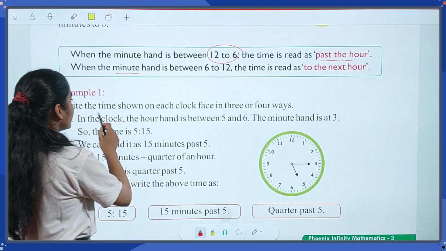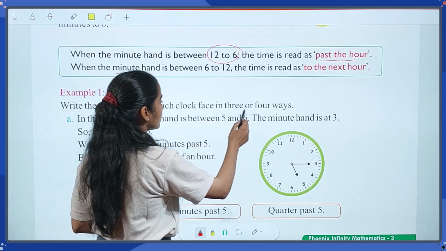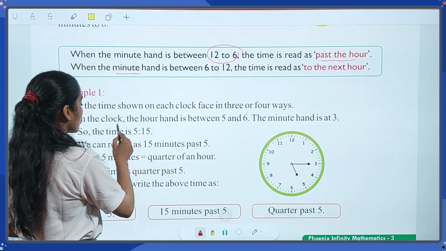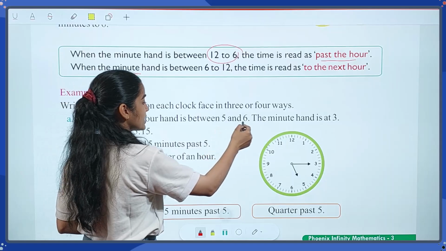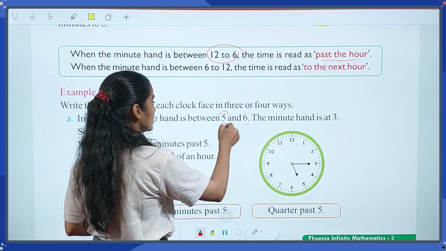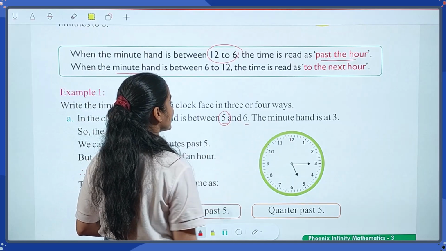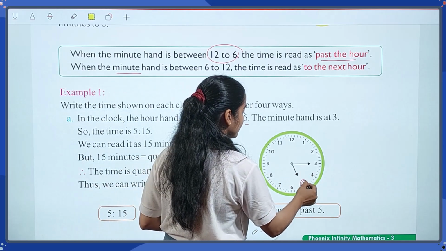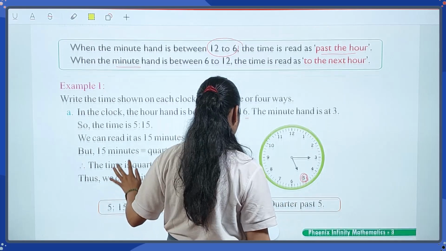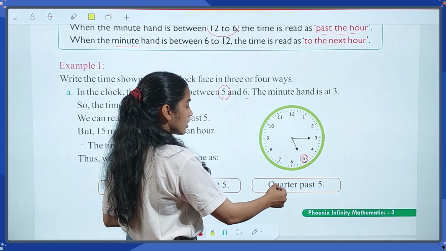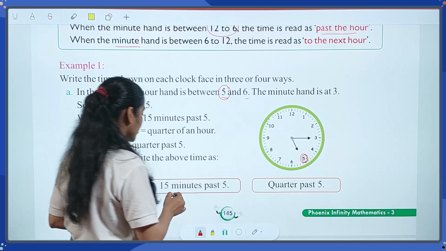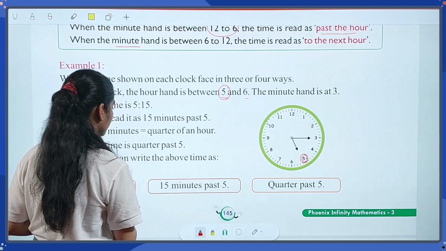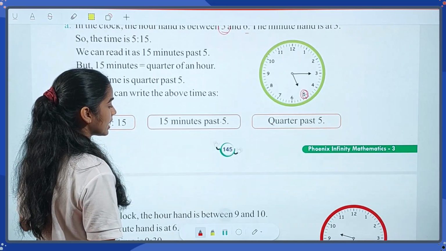Example 1. Write the time shown on each clock face in 3 or 4 ways. In the clock, the hour hand is between 5 and 6. So which one is smaller? 5 is smaller. The minute hand is at 3, so 15. So 5:15 is your timing. And how do you represent it? Quarter past 5, 15 minutes past 5, and 5:15. So these three ways we can represent our timing.